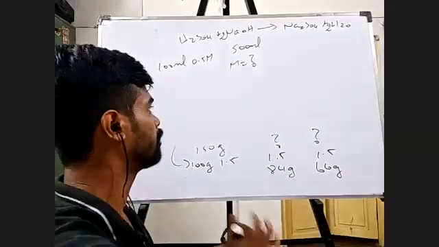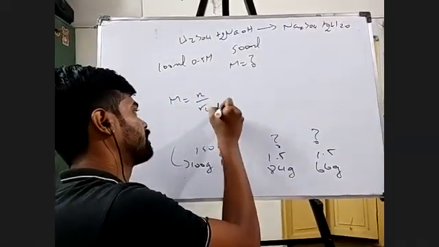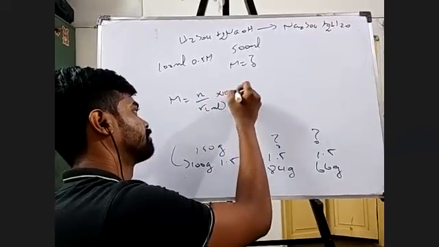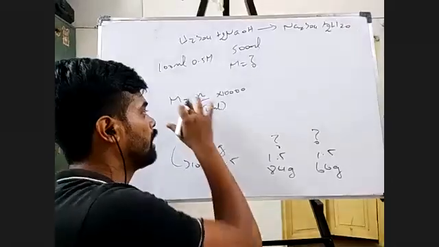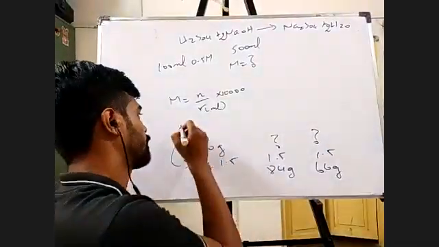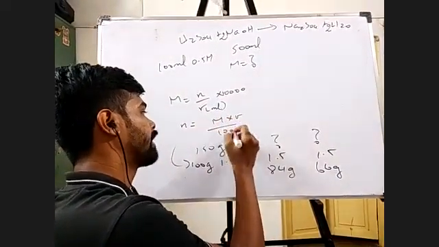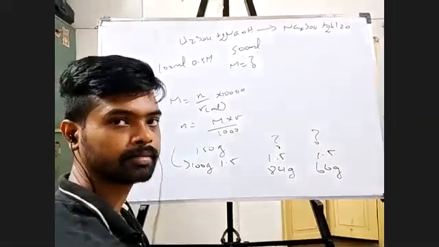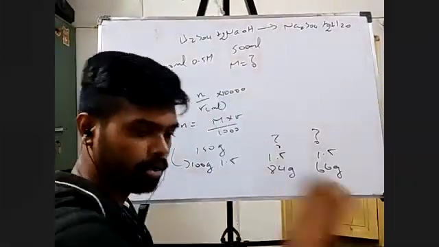Right. So I know molarity is equal to number of moles by volume, if it is in ml, into 1000. So if molarity and volume are given, I'll be able to find the number of moles. Correct. So number of moles would be molarity into volume divided by 1000. Now I'll be able to do this here.